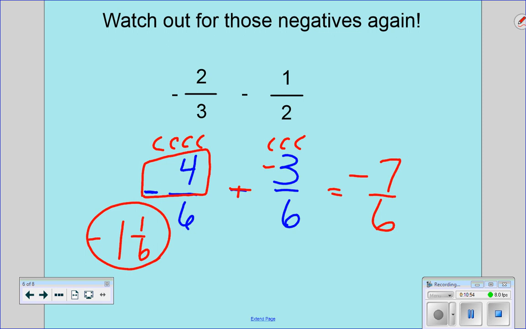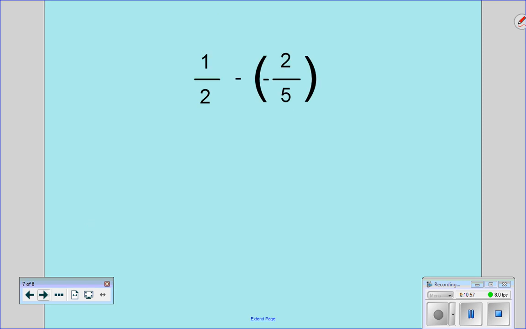Let's do another one. Try this one. You want to try this one yourself? Try this one yourself. See if you can get it.